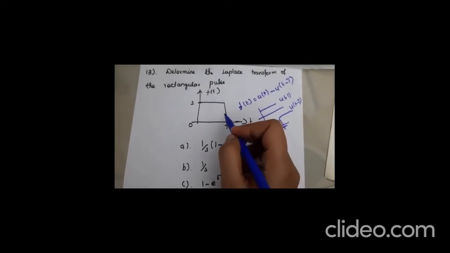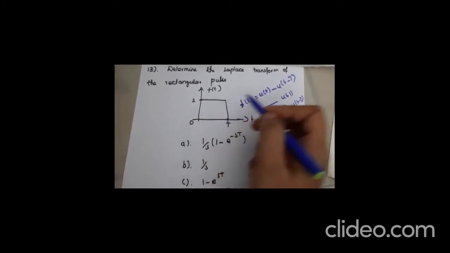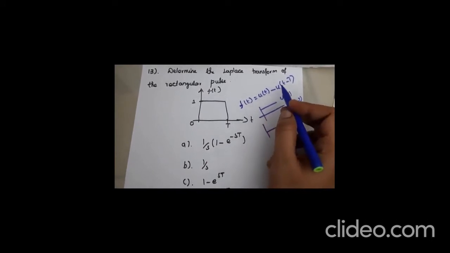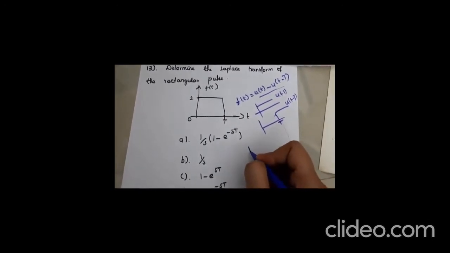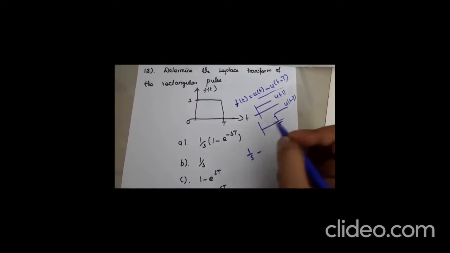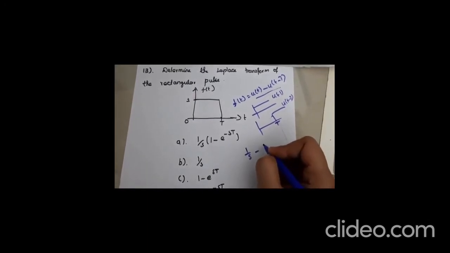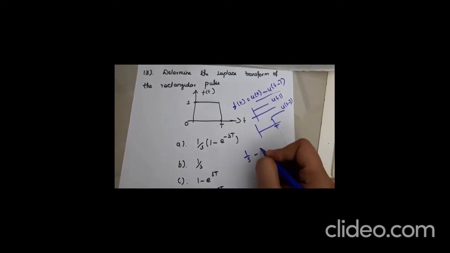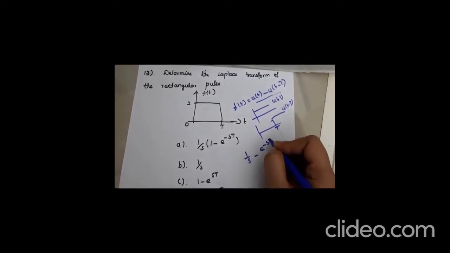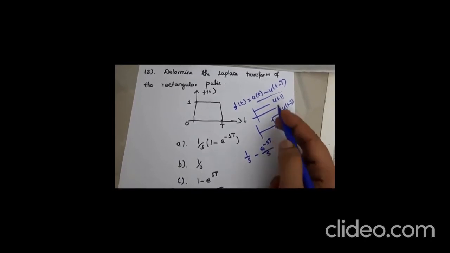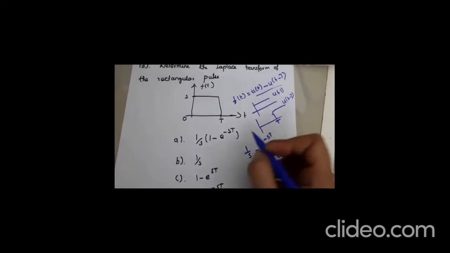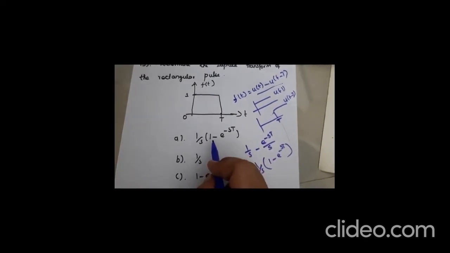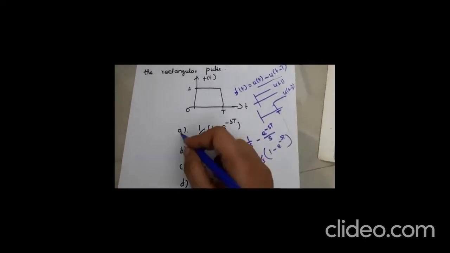So we can write the expression of this rectangular pulse as f of t is equal to u of t minus u of t minus T. Now we can find the Laplace transform of this. The Laplace transform of u of t is 1 by s, minus, using the time shift property, e power minus sT divided by s. So this is using the time shifting property. Taking s outside, we will get 1 minus e power minus sT. So here the answer is 1 by s into 1 minus e power minus sT. So A is the answer.